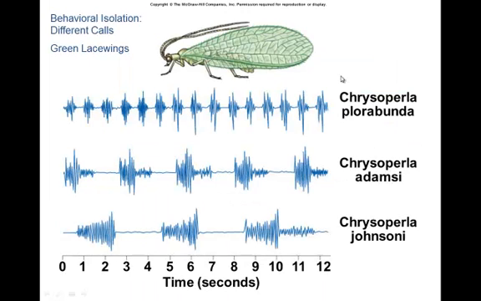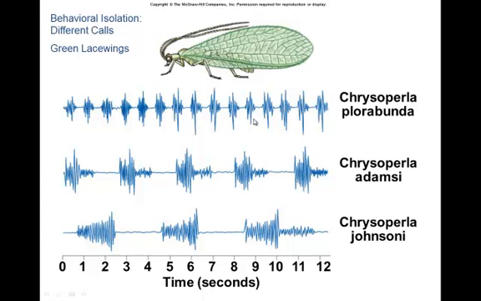Another example of a behavioral RIM is different calls. Here are 3 species of green lacewings. This is what a green lacewing looks like. They're little things about a half inch long, and their eyes are a very golden color. They're little predaceous insects. They feed on aphids and small insects like that.